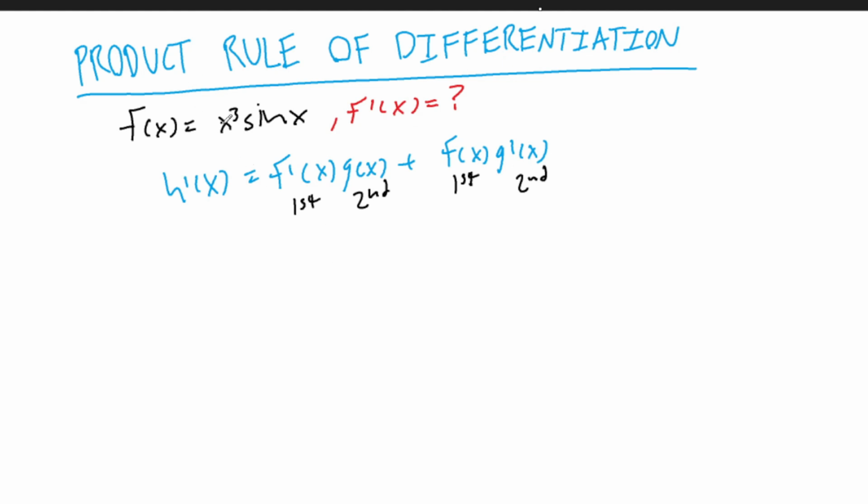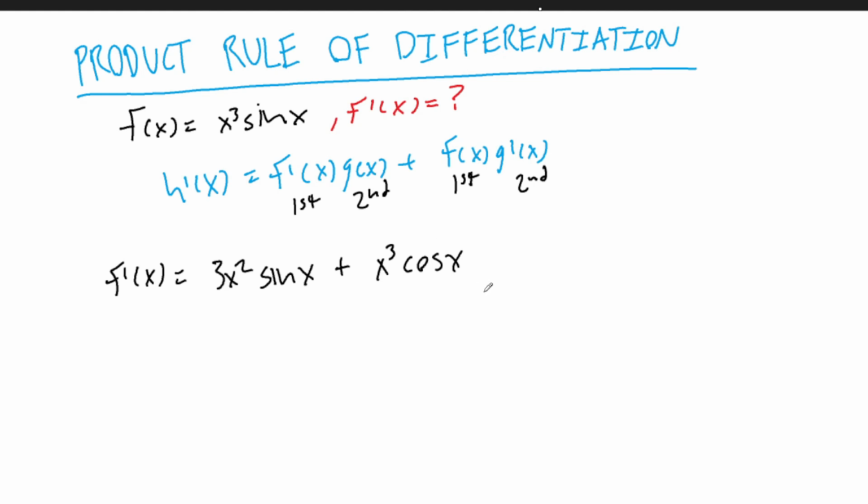So first, let's find the derivative of the first part of the function. Let's go ahead and write f prime of x equals, the derivative of x cubed is 3x squared, and then we're going to multiply it by the second function as it is, so 3x squared times sine x. Then we're going to add that to the first part as it is, which is just x cubed, and we're going to multiply it by g prime of x, the derivative of the second. So the derivative of sine x is just cosine x.